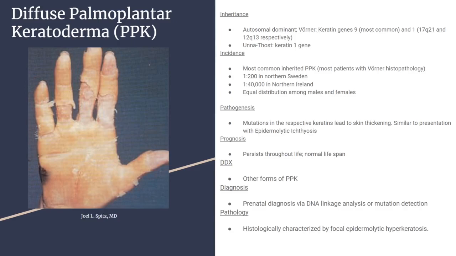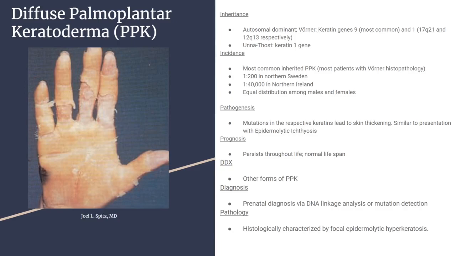And you can also remember Unna-Thost being number 1 because uno sounds like Uno if you don't know Spanish. So Uno-Thost, keratin 1 gene. These subtypes of PPKs are the most inherited PPKs. The mutation ultimately is respective to its own keratin.